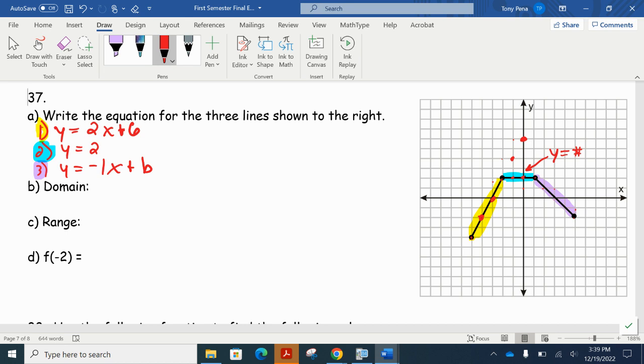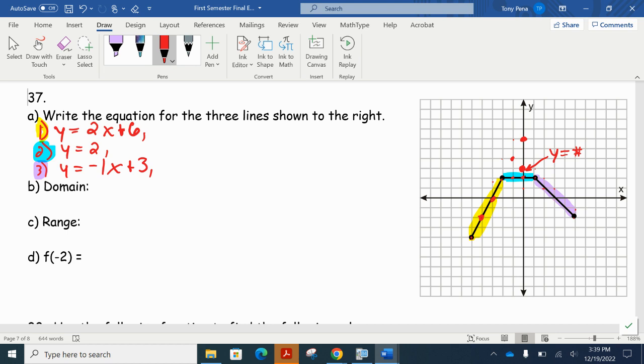Then we just need to know our y-intercept. So if we continue that pattern, up 1, left 1, up 1, left 1, up 1, left 1, up 1, left 1, that line, if it had continued, would have hit the y-axis at 3. Okay? So there are 3 different pieces to that function. This is a function made up of 3 different pieces. It's just the equations of those 3 different lines.